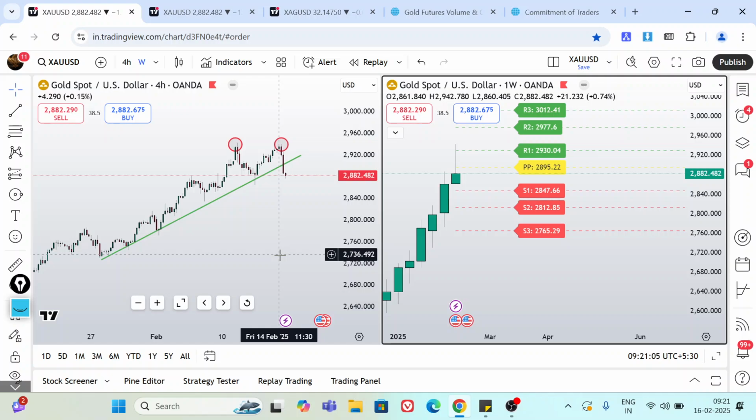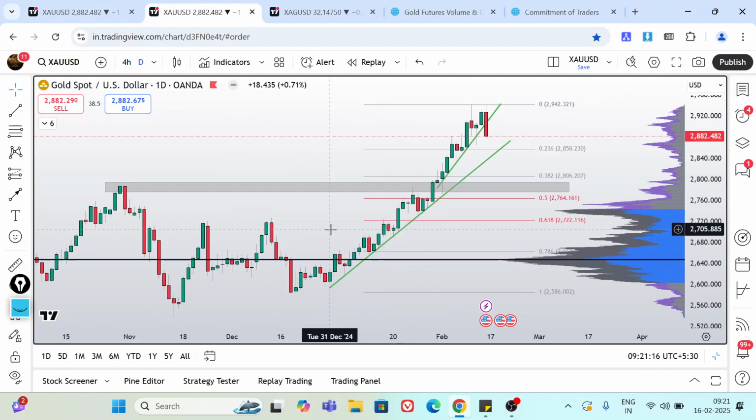Hello traders, welcome to another weekly gold XAUUSD price prediction and analysis video for next week. In this video, we are going to analyze the gold chart on different time frames and check important price action levels and important price action scenarios that gold is currently following, so that we can utilize those levels next week for finding buy and sell opportunities.